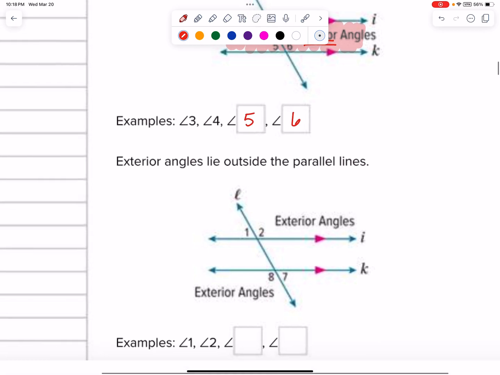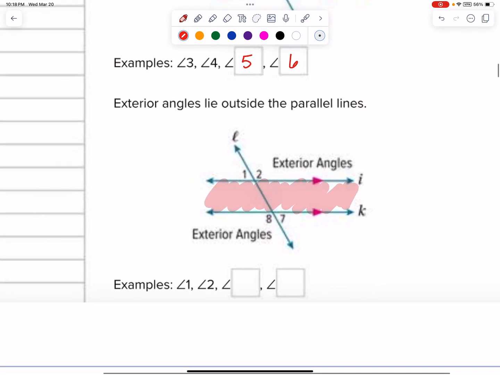Now exterior are everything on the outside. So still, I want you to only shade the inside of the parallel. That allows you to see the exterior. So we obviously have angle 1, angle 2, angle 8, and angle 7. So get that written down.